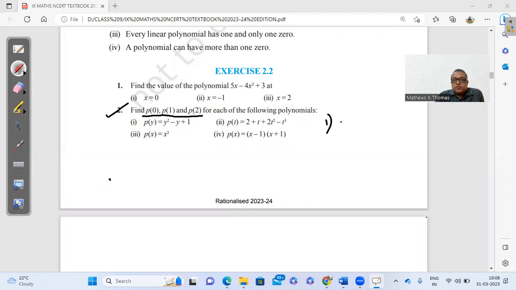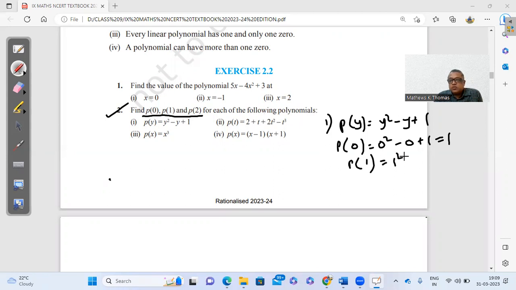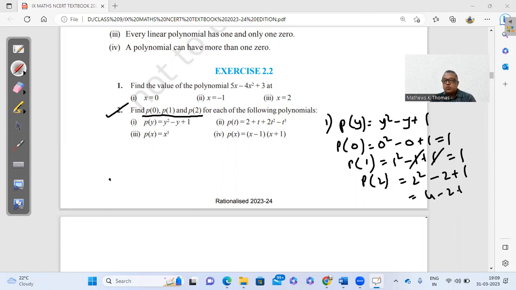So if I am doing the first question, Py is equal to y square minus y plus 1. So I want to find P0, substitute the value of y as 0. 0 square minus 0 plus 1. Answer is 1. If I'm putting 1, then I'll get 1 square minus 1 plus 1. 1 and minus 1 cancel. This is also 1. Then I'm putting 2, that's 2 square minus 2 plus 1. So this is going to be 2 square is 4 minus 2 plus 1. This is 2 plus 1, that is 3.